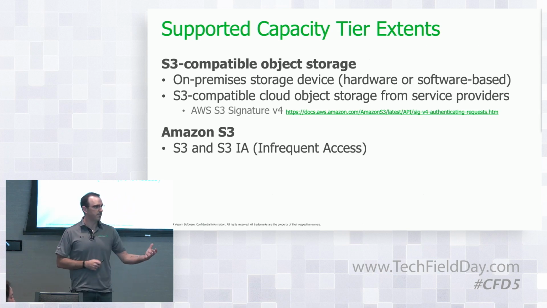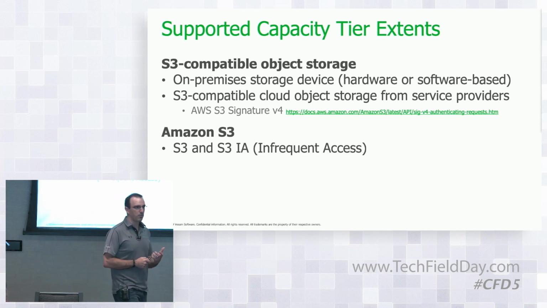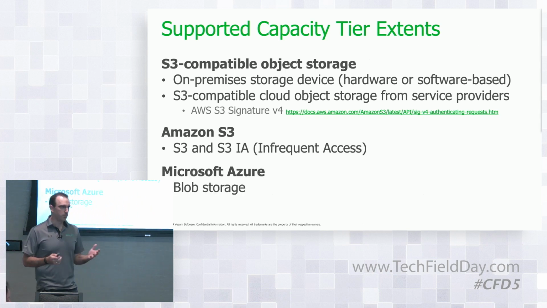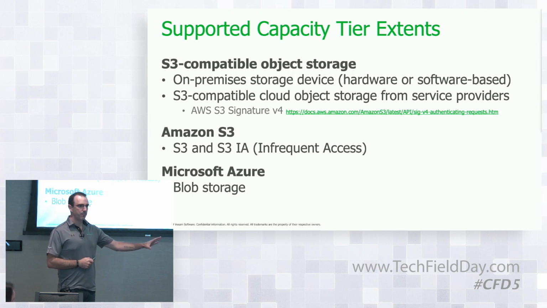Understand this is a tiering system again. These blocks of data need to be readily available to basically do all those operations on, which is why at the moment it goes into S3 and S3 infrequent access. And Azure Blob Storage at the same time. So at the moment, as of this version, this is the compatible object storage repository for the capacity tier.